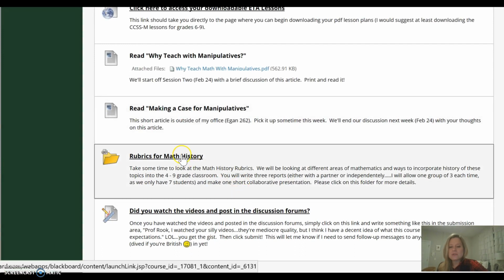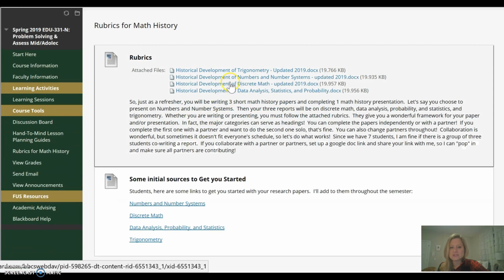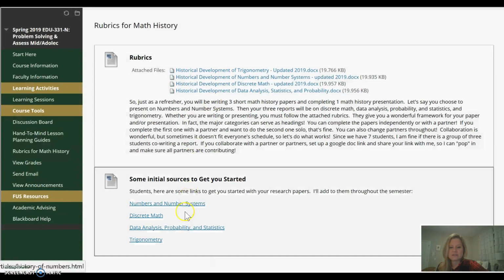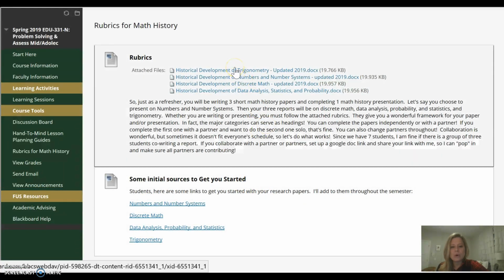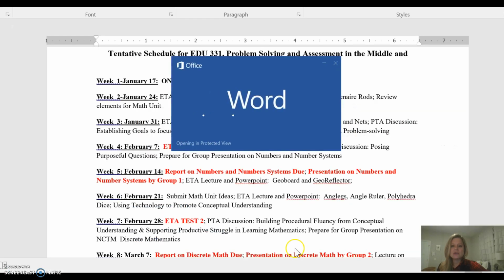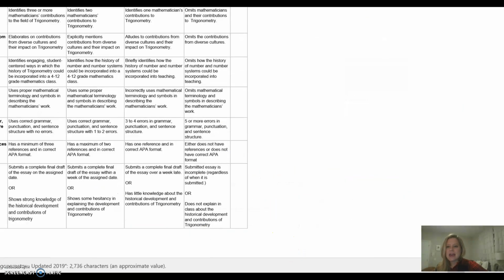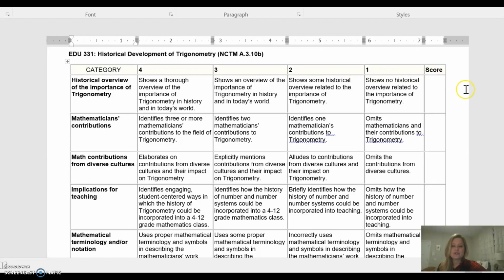Then I would like you to start thinking about those history of math reports and/or presentations. I give you some initial sources and I will keep adding to these, but they will navigate out to some different articles about the history of these different topics. Every single one of these history rubrics looks the same except the topic is different, and you can use the left-sided headings as headings for your paper.